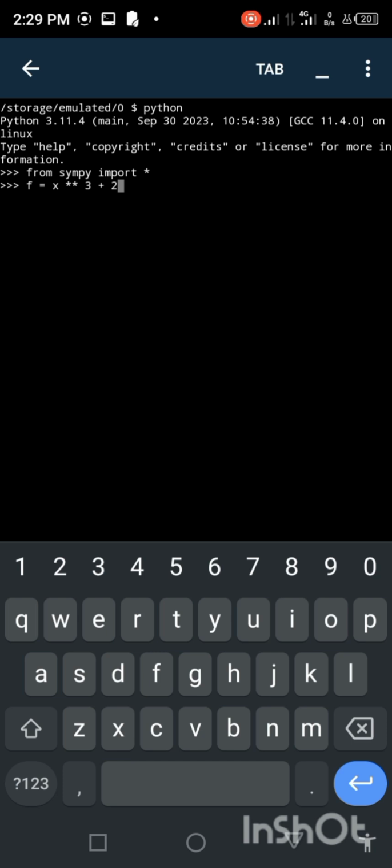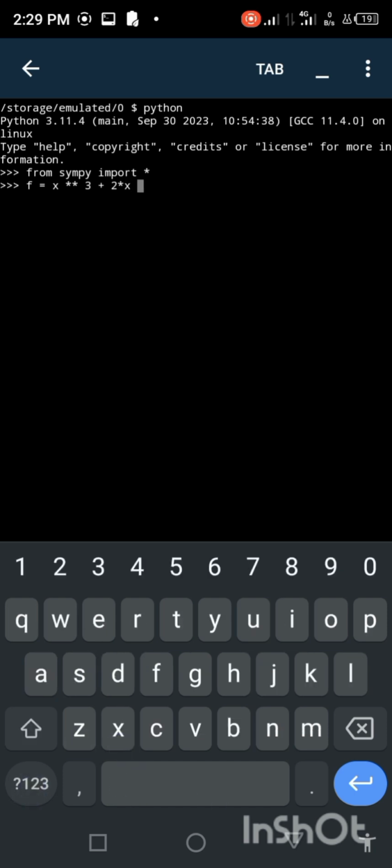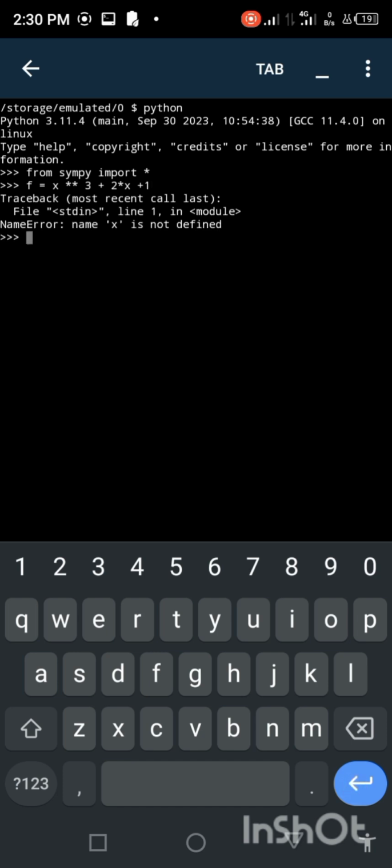From sympy import star. We want to solve this equation: f is equal to x raised to power 3 plus 2x plus 1. That's the equation, but here it has to be written in this way. It says here, traceback, an error. It says x is not defined. So what it means is you have to define x.